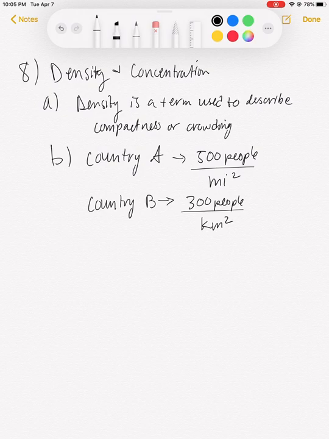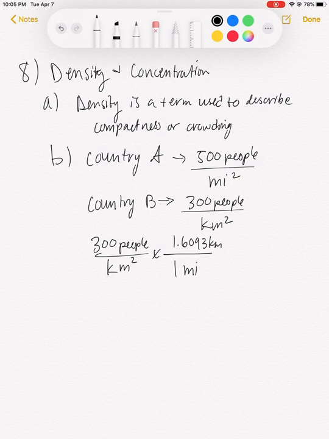Okay, so we're going to go 300 people over 1 kilometer squared, and multiply that by a conversion factor. I need to get rid of my kilometers squared and change them to miles squared. I don't know what the kilometer squared to mile squared conversion factor is, but I do know miles and kilometers from page 93 in our book. So 1 mile is equal to 1.6093 kilometers.